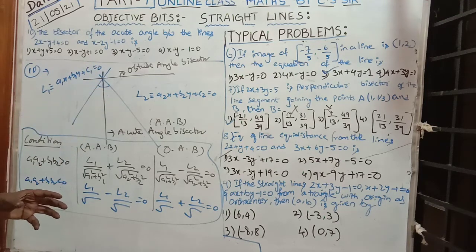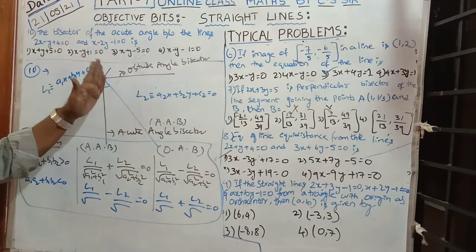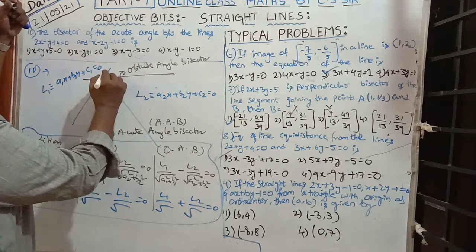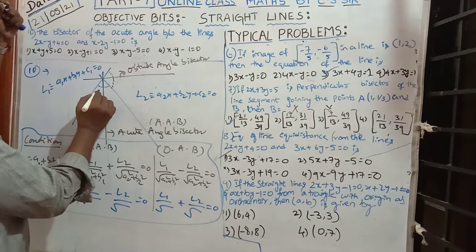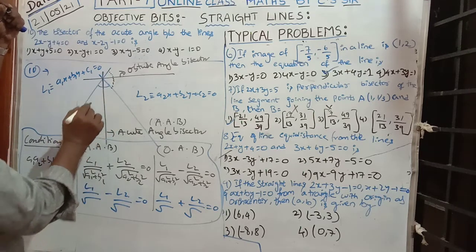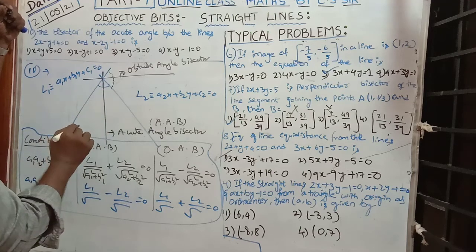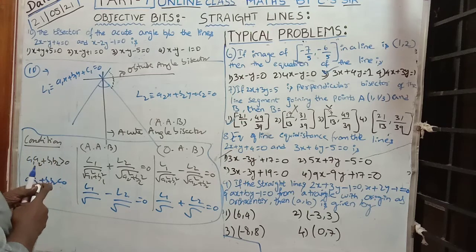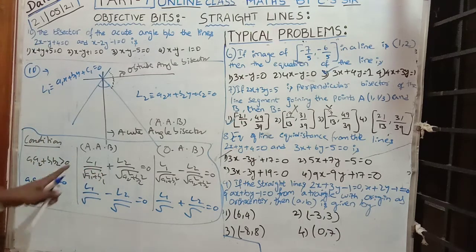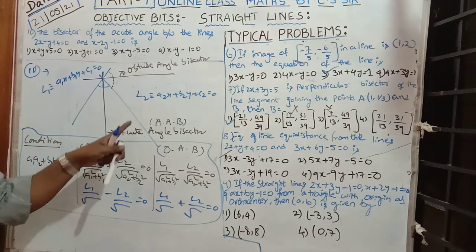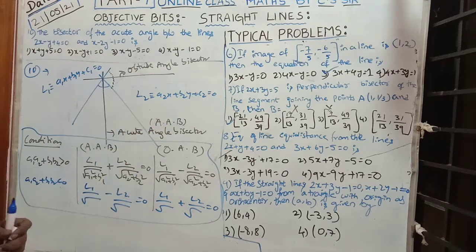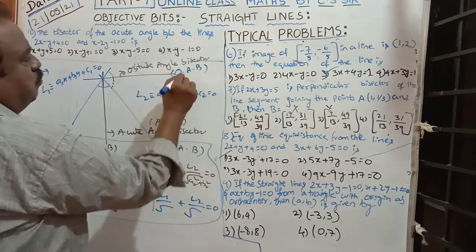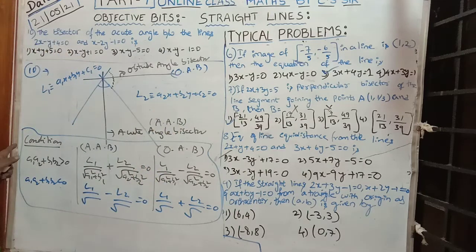How can you say internal or external? Very simple. One is acute, one is obtuse. Obtuse means the angle which is more than the first one. Suppose it is 60 degrees, the other is 120. If it is 50 degrees, it is 130 degrees. If it is 90, the other is also 90. Like that, one is acute, another one is obtuse. The angle which is lesser is acute. You see, it is very clearly given. Acute angle bisector is AAB, whereas obtuse angle bisector is OAB.